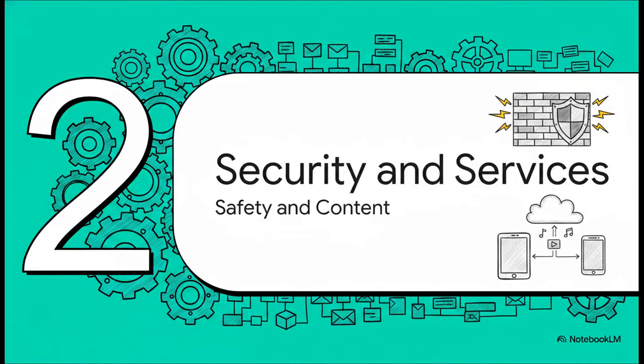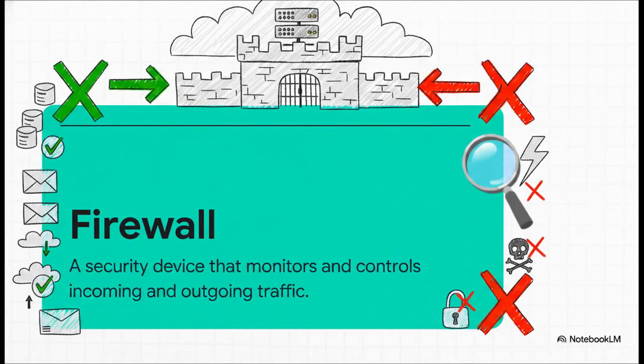Moving right along to Section 2, Security and Services, Safety and Content. Kicking off this phase, we have the firewall. This is an absolutely crucial network security device whose entire job is to monitor and control incoming and outgoing network traffic. Think of a firewall as the super strict security guard standing right at the entrance of your building. It's constantly checking what traffic is coming in and what's trying to go out. If the traffic is safe and allowed by the rules, it passes. If it's suspicious or dangerous, the firewall blocks it immediately. And it can be a piece of hardware, a software application, or even both.